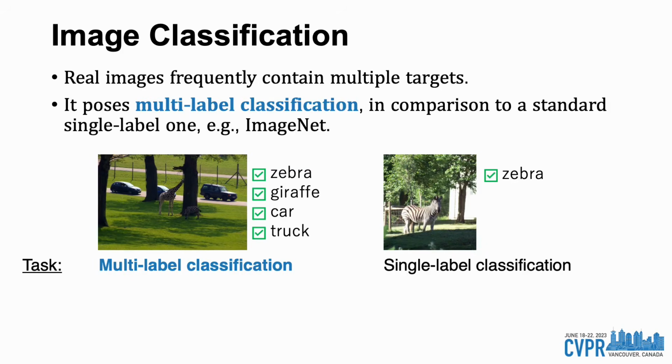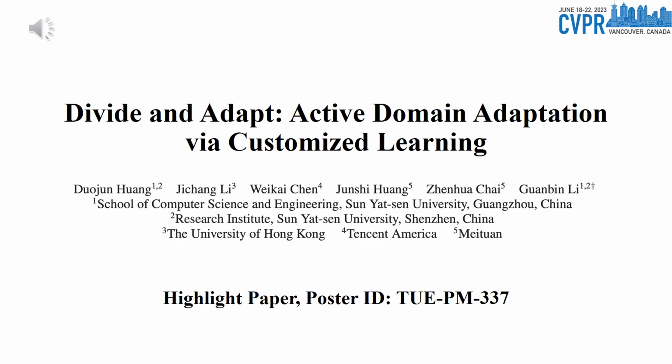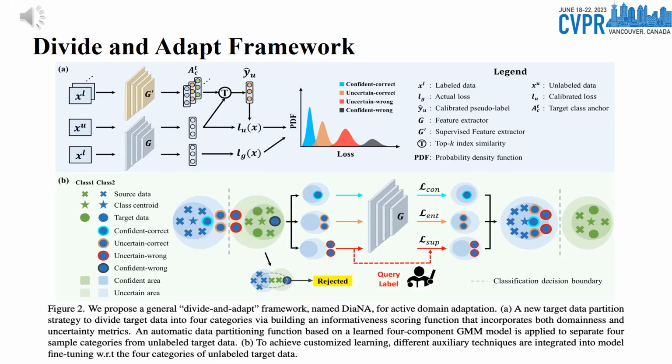Hello everyone, I am glad to share our paper, Divide and Adapt: Active Domain Adaptation via Customized Learning. Active domain adaptation aims to query the most informative target samples to best improve the model adaptation performance.